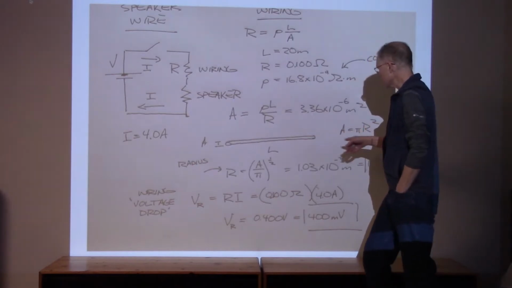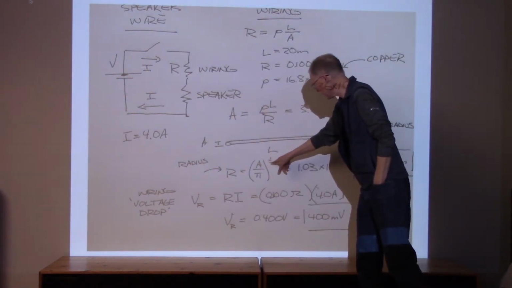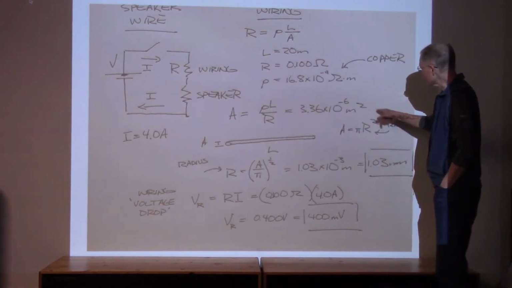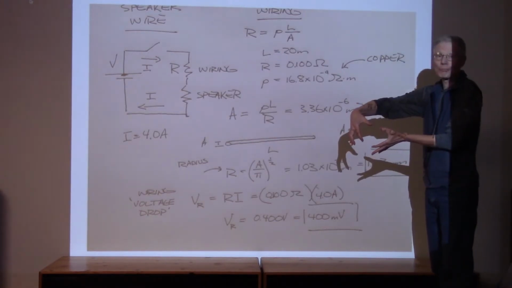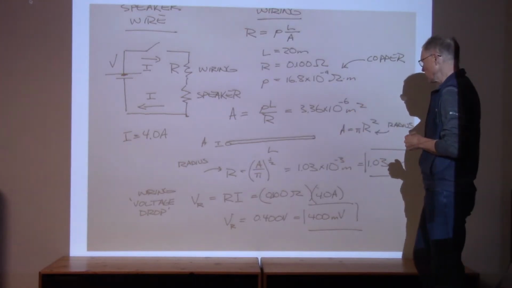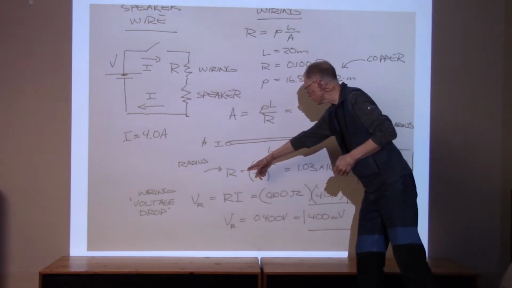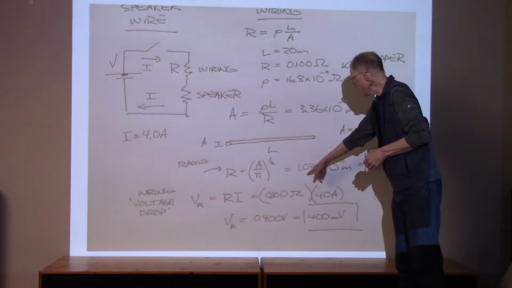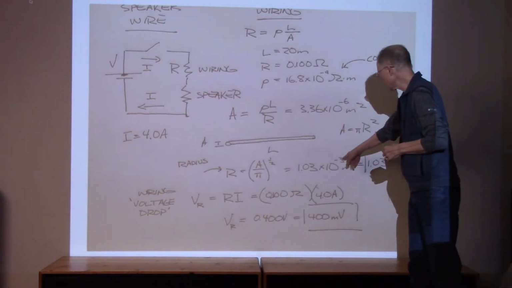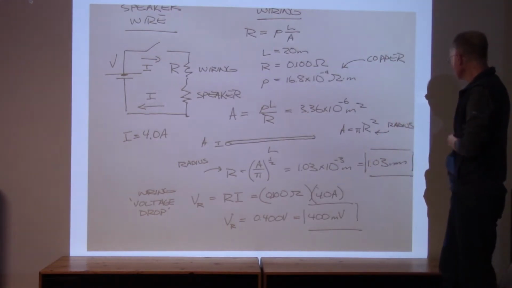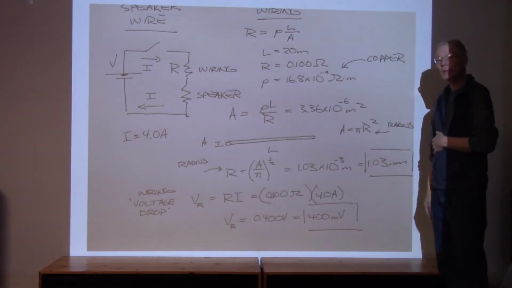I took that area, divided by pi, and took a square root. So I'm taking the formula for the area of a circle and solving for what the radius would be. The radius here worked out to be a little past 1 times 10 to the minus 3 meters, almost 1 millimeter. And so that's 1 millimeter.